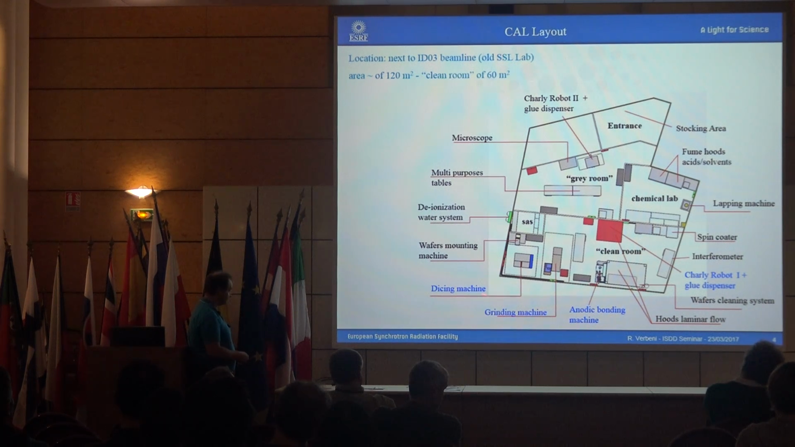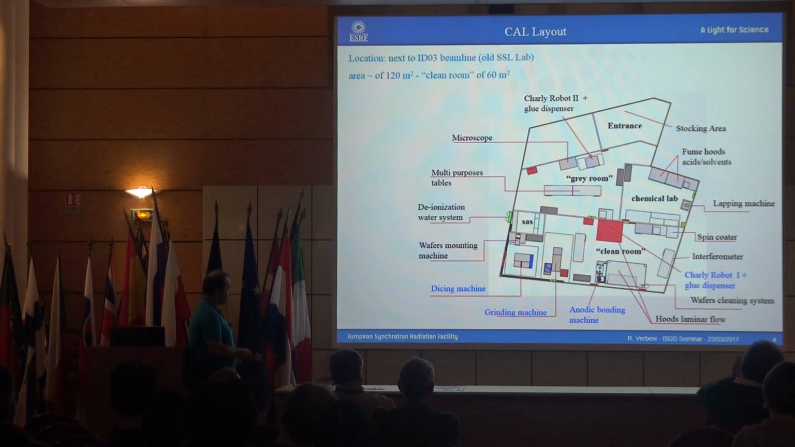We have a dicing machine, a grinding machine. Here we have this anodic bonding machine developed inside the ESRF with a hood associated. We have another hood here with all the setup for the dice analyzer. We have a microinterferometer, we have a spin coater, and so on.